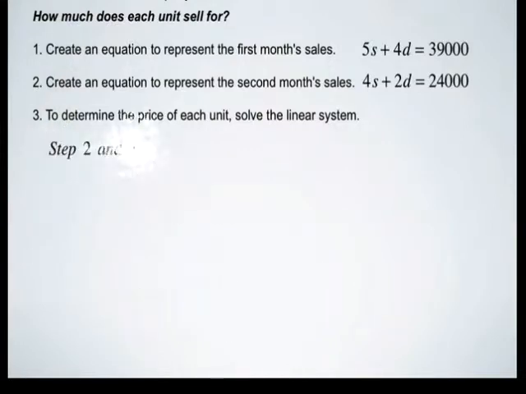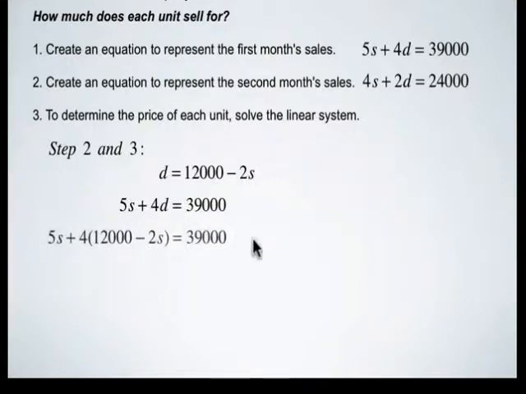Now the second step, okay, we've got D is equal to 12,000 minus 2S. We're going to substitute that into the other equation, which is 5S plus 4D equals 39,000. Because remember, we solved for the D in the second equation, so we're going to substitute into our first equation D is equal to 12,000 minus 2S. And so when we replace this D with 12,000 minus 2S, we now have to use the distributive property to simplify and solve for S.